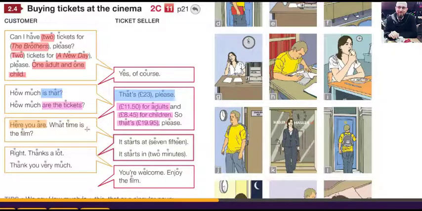And what time is the film? It starts at 7. It starts in 2 minutes. That means after 2 minutes, like this, in 2 minutes. Right, thanks a lot. And thank you very much. The same meaning. Enjoy the film.